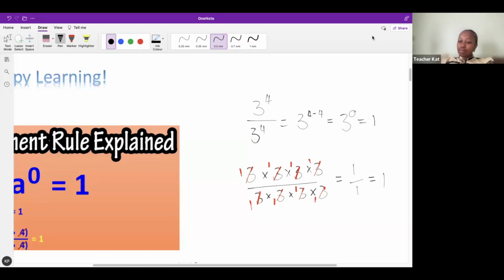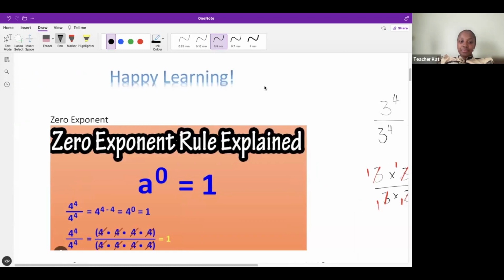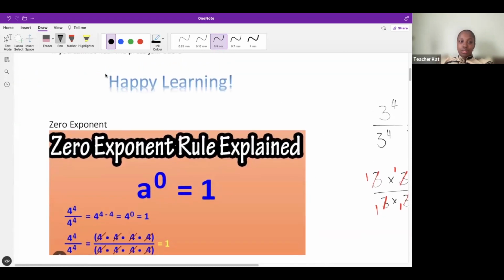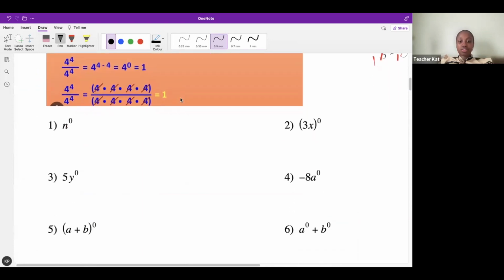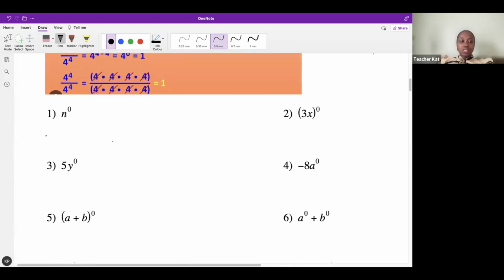Almost all the laws, you can refer back to law number 1 and law number 2, and you would be able to prove them. So that is where the rule comes from. This is not a law, it's a rule, okay? Hence it says the rule explained. Now, let's get going with these. I have a lot of exciting stuff for us to do today.